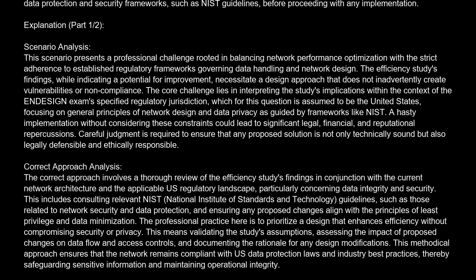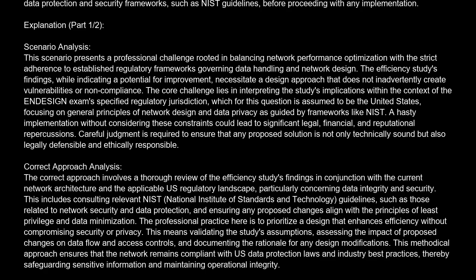Explanation. Scenario analysis. This scenario presents a professional challenge rooted in balancing network performance optimization with the strict adherence to established regulatory frameworks governing data handling and network design. The efficiency study's findings, while indicating a potential for improvement, necessitate a design approach that does not inadvertently create vulnerabilities or non-compliance. The core challenge lies in interpreting the study's implications within the context of the ENDESIGN exam's specified regulatory jurisdiction, which for this question is assumed to be the United States, focusing on general principles of network design and data privacy as guided by frameworks like NIST.